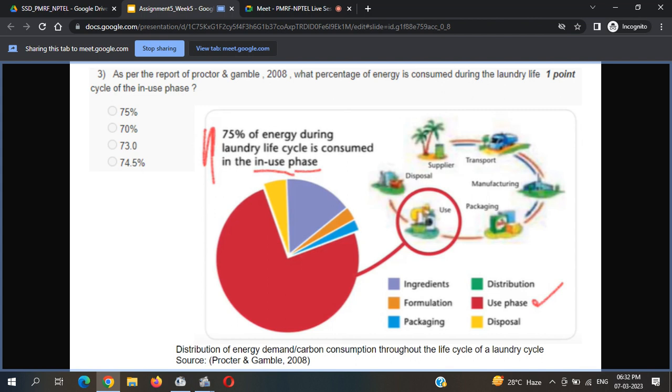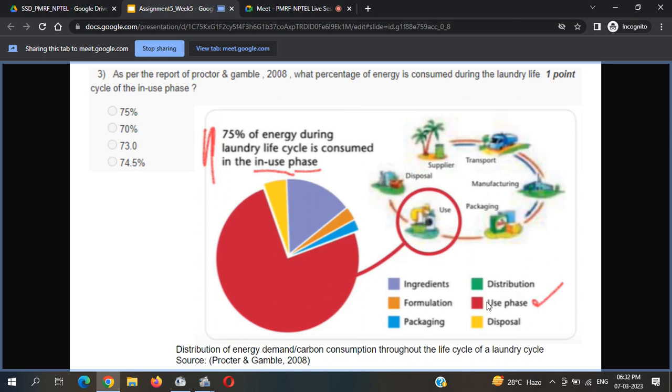Third question is, as per the report of Procter and Gamble, 2008, what percentage of energy is consumed during the laundry life cycle in the in-use phase? So Procter and Gamble did this study for energy demand or carbon consumption throughout the life cycle of a laundry cycle. They did the study starting from the supplier to transport, then to manufacturing, then packaging, then use, and then disposal. In this, they found out that the most energy, or the most carbon consumption, is taking place during the use phase.